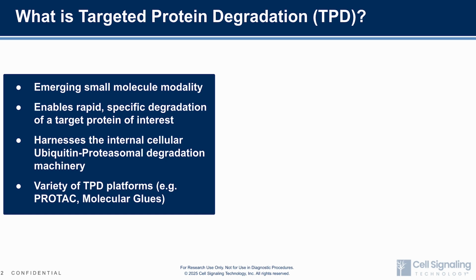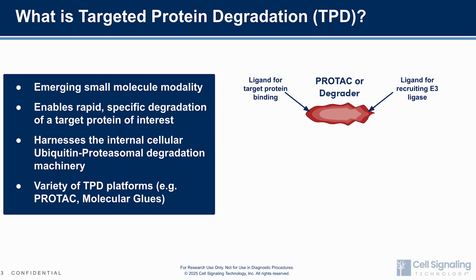And there are a variety of TPD platforms. So you have this thing called, in red, either your PROTAC, which can also be called a degrader. Again, this could be a molecular glue. Essentially, this is a small molecule that has two different binding domains. So on your left side, this is the binding domain that is going to target your protein of interest, the thing that you want to degrade.